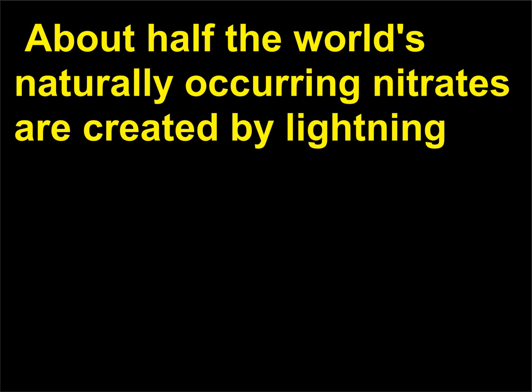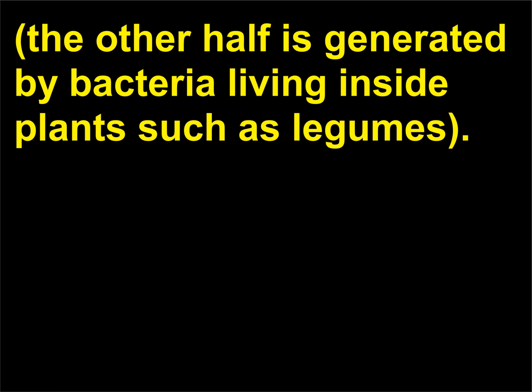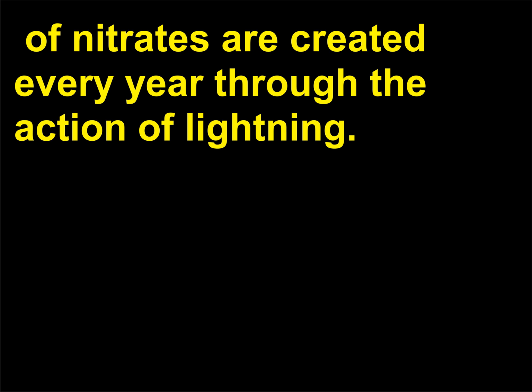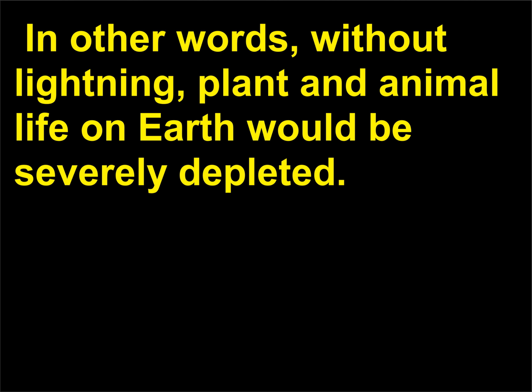About half the world's naturally occurring nitrates are created by lightning. The other half is generated by bacteria living inside plants such as legumes. Scientists estimate that 200 billion pounds, 91 billion kilograms, of nitrates are created every year through the action of lightning. In other words, without lightning, plant and animal life on Earth would be severely depleted.